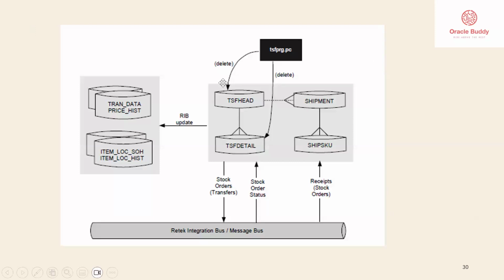So this is a batch diagram. Transfer purge will delete data from these tables, transfer head and detail, and this shows how the data will flow. So this is a pictorial representation.